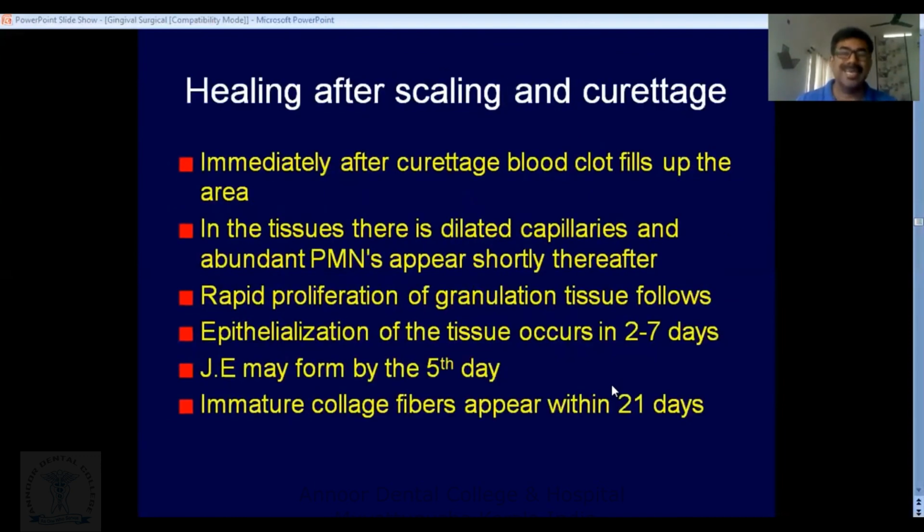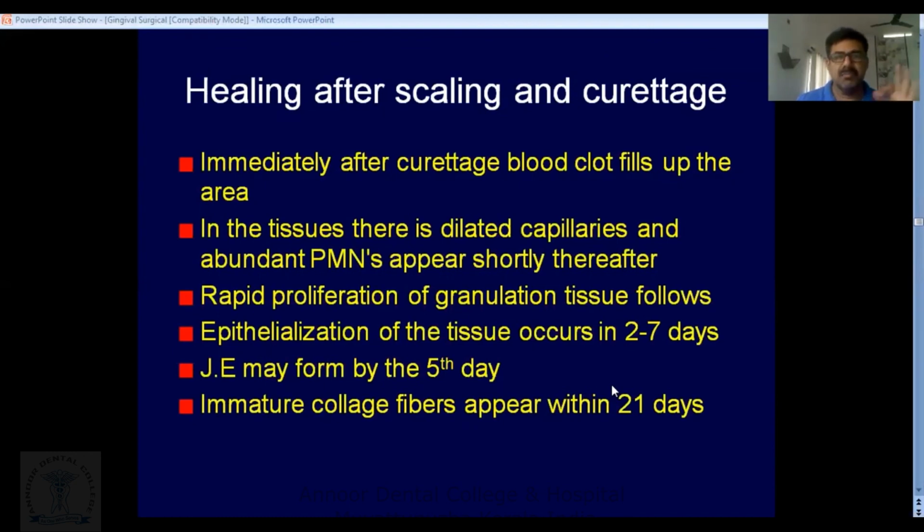Now, how does healing take place after scaling and curettage? Now, you do scaling or you do curettage, immediately within the gingival sulcus there will be clot formation with blood. You can see that you just touch that area, do a scaling, and you can see that in the tissues there are dilated capillaries and a lot of PMNs, that is neutrophils, that appear shortly in the wound site. And there is slow progression of proliferation of granulation tissue, and epithelium starts migrating from the edges of the wound.